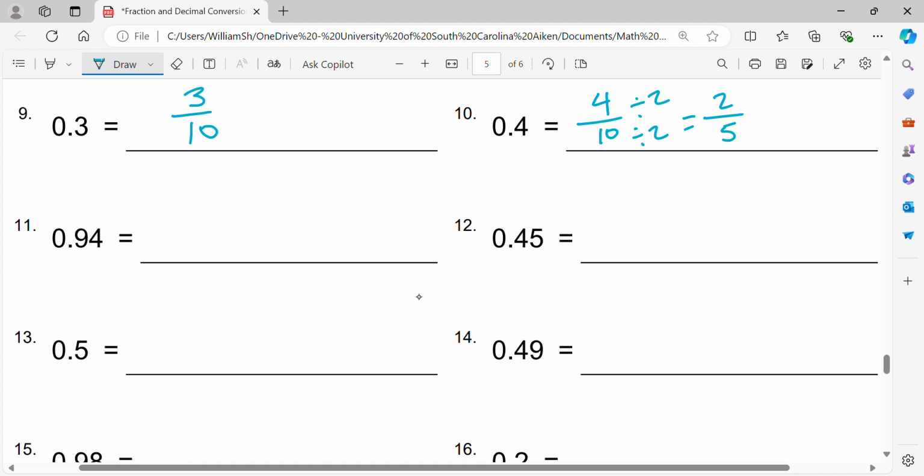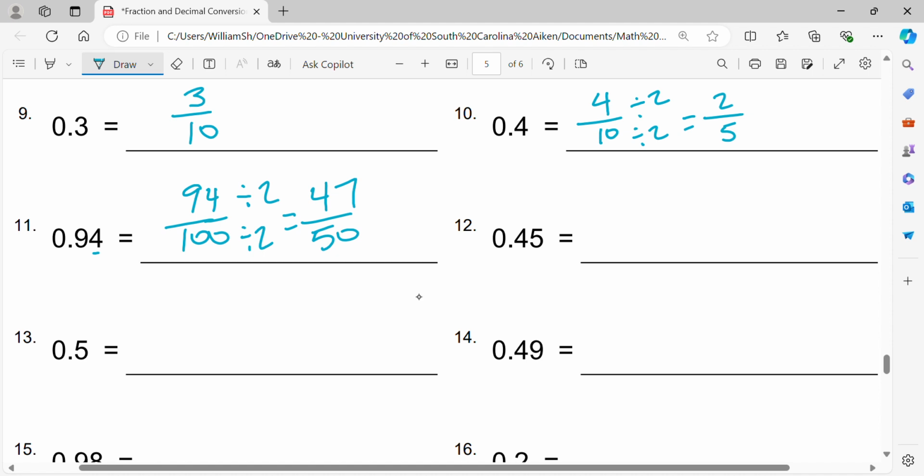How about 0.94? That 4 is in the hundredths place. So I'm looking at 94 out of 100. I do need to reduce here. I'm going to divide by 2 on both of these. So reduce by a factor of 2. 100 divided by 2 is 50. 94 divided by 2 is, what is that, 47. And that's as far as that one can reduce.